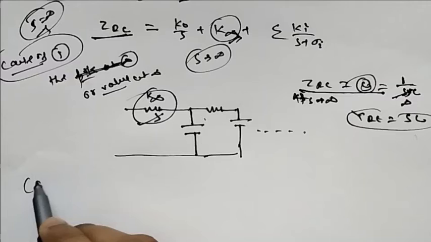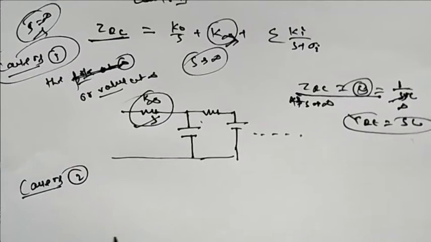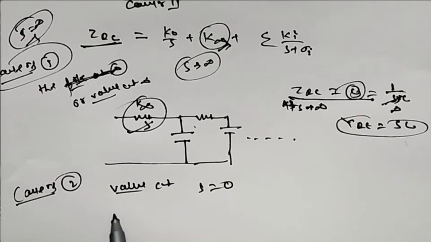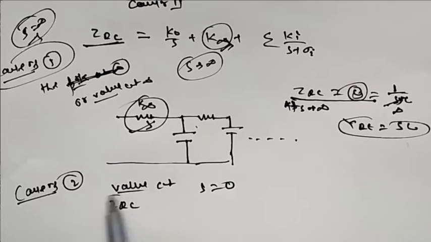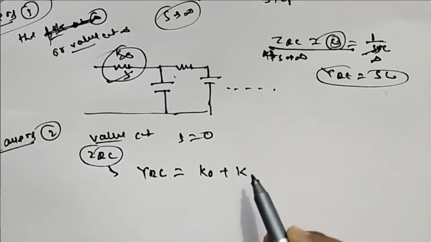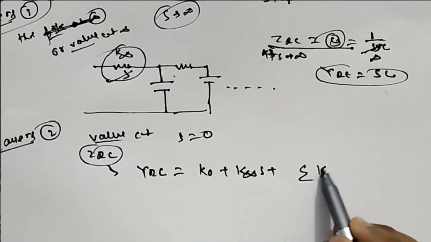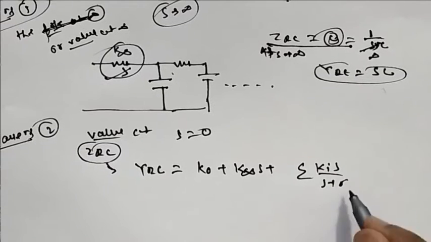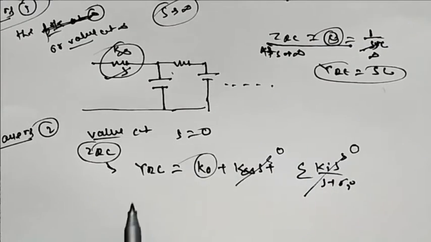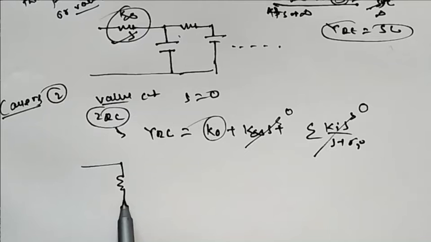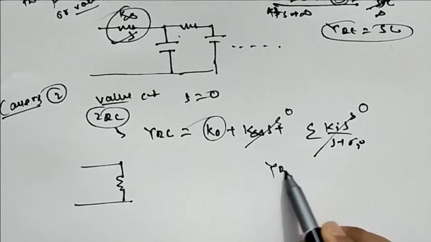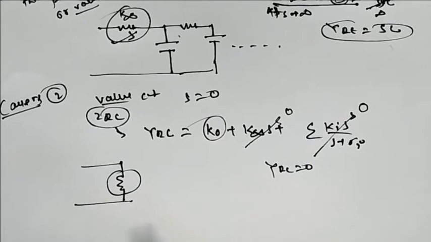And for Cauer 2, we look at the value at S equal to 0. We don't use the ZRC, we go to YRC. If you write the YRC, it is K naught by S plus K infinity S plus sigma KiS by S plus sigma i. Now if you see S equal to 0, these two vanish and we are left with K naught, that is your admittance. If I remove this component, the remaining term is 0.